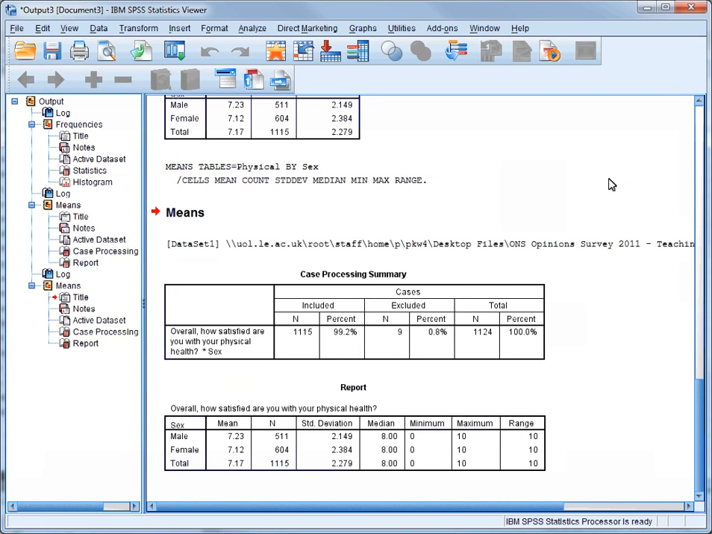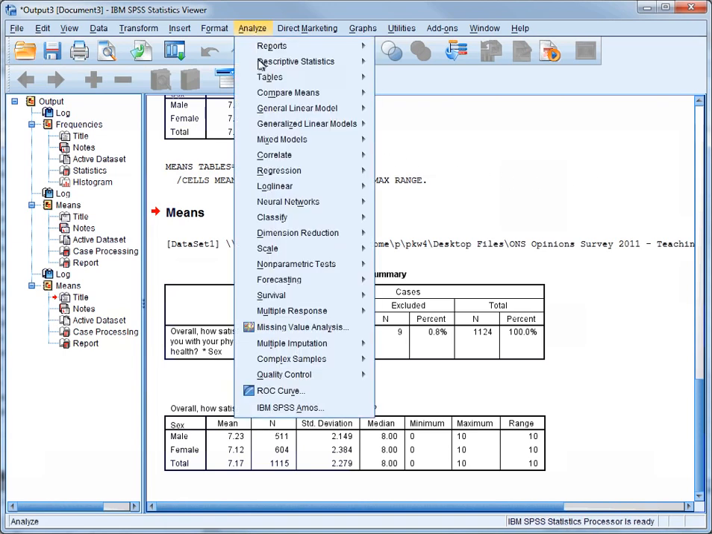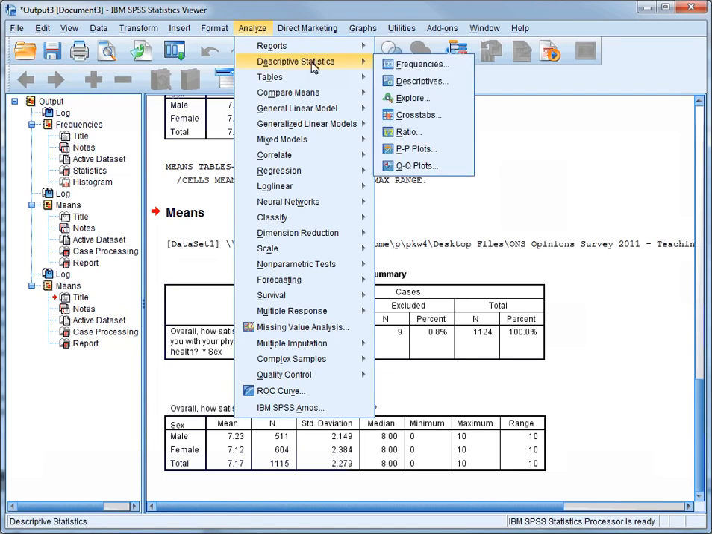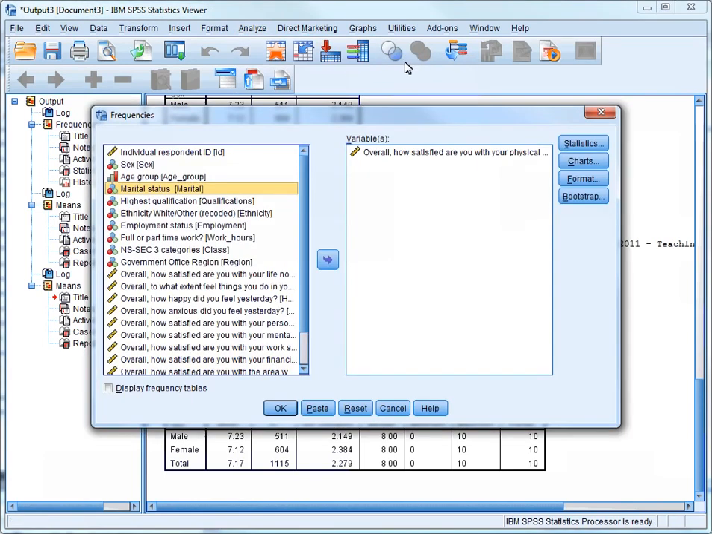First, we'll produce a frequency count for the marital variable, just to check that none of the groups are very small. So go to Analyze, scroll down to Descriptive Statistics, and click on Frequencies.